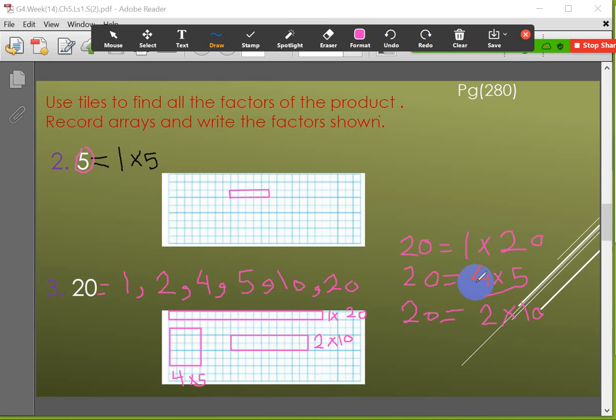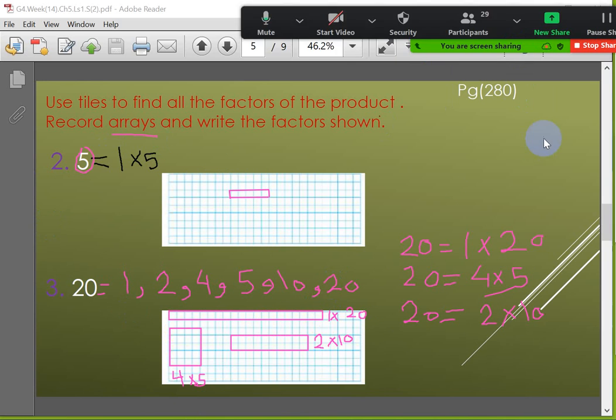I told you, you can use your mind like you asked me, but when the question asks you to record arrays, that means you have to draw the arrays. This is the array, so I have to draw it because he asked me in the question. Okay, girls? So this is our lesson today.